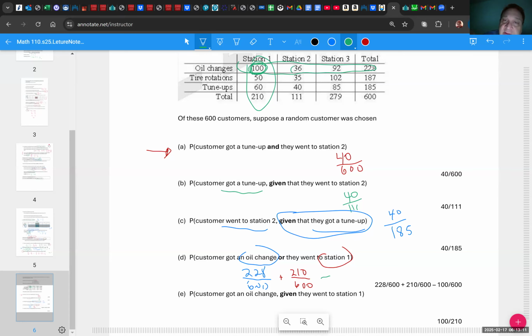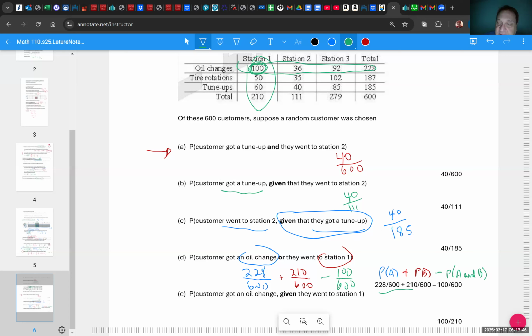This number over here does not match station one, so that can't be it. This down here does not match oil change. So none of these other numbers match both oil change and station one. So we're doing the probability that event A happens plus the probability that event B happens, and then minus the probability that both happen. And the probability that both happen, according to our chart, is 100 out of 600.